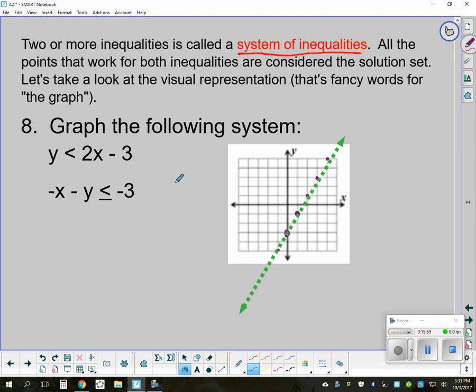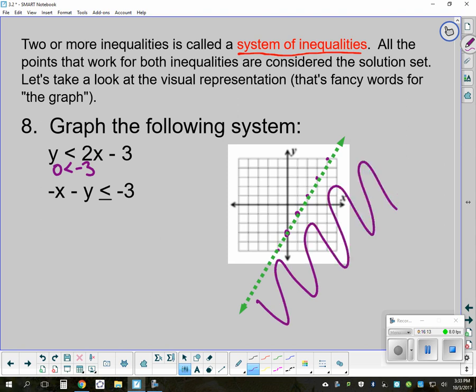I like 0, 0. When I plug 0 in here, this whole piece would just be a 0. 0 minus 3 is negative 3. Is 0 less than negative 3? No, it's not. So we shade over here. When you shade on a system, do the first shading lightly, okay? And I'll talk about why in a second.